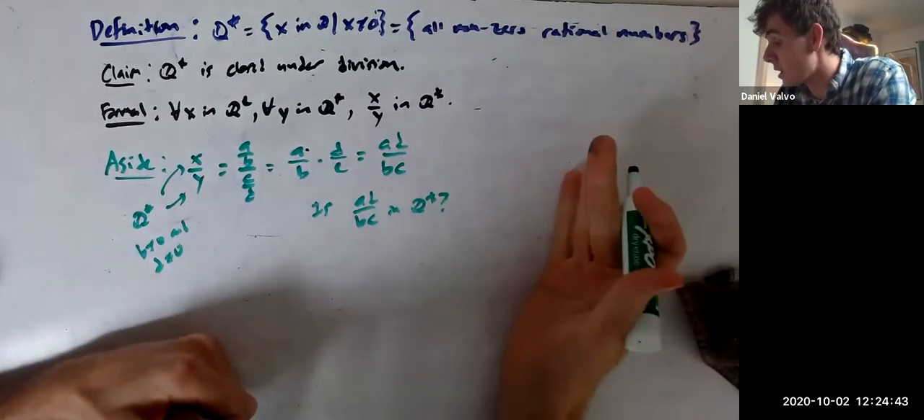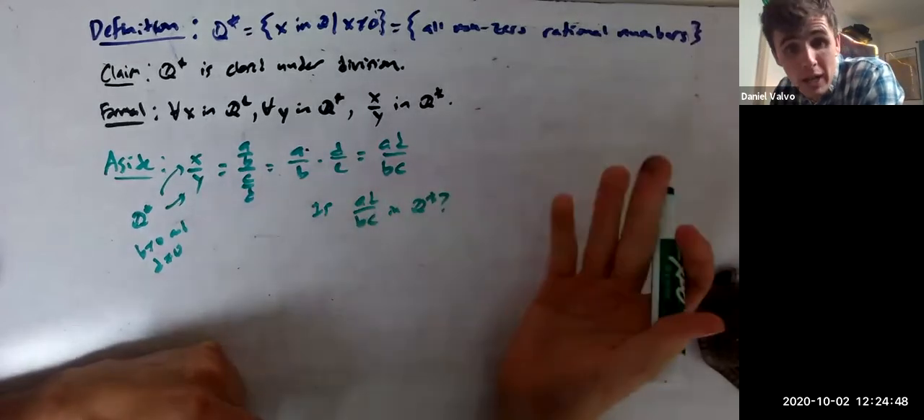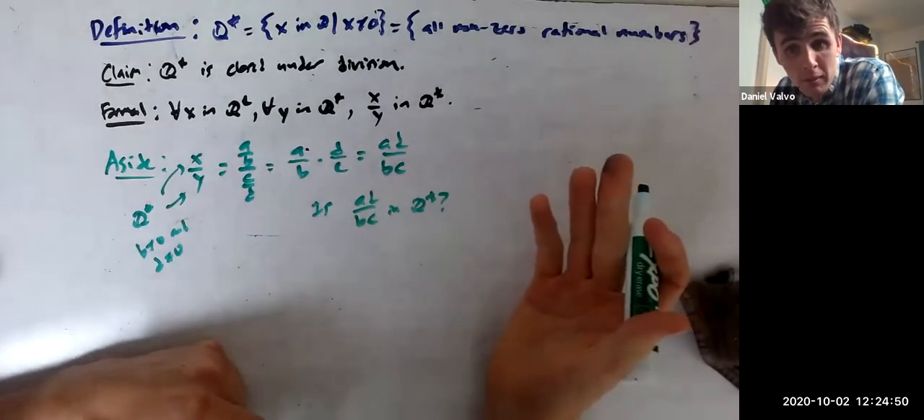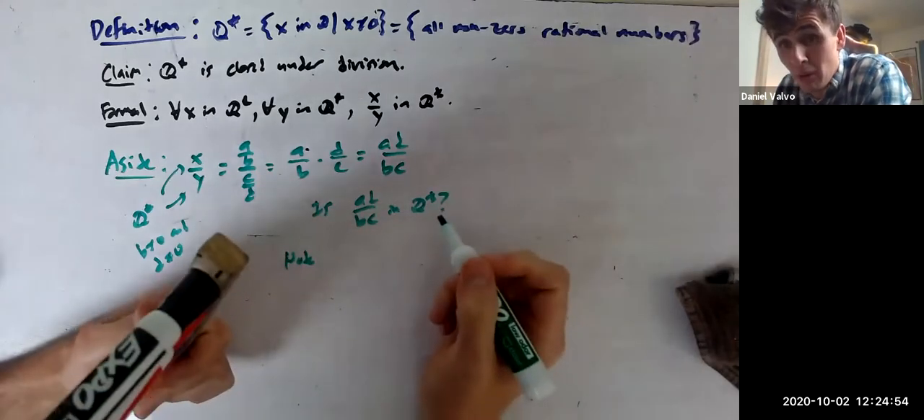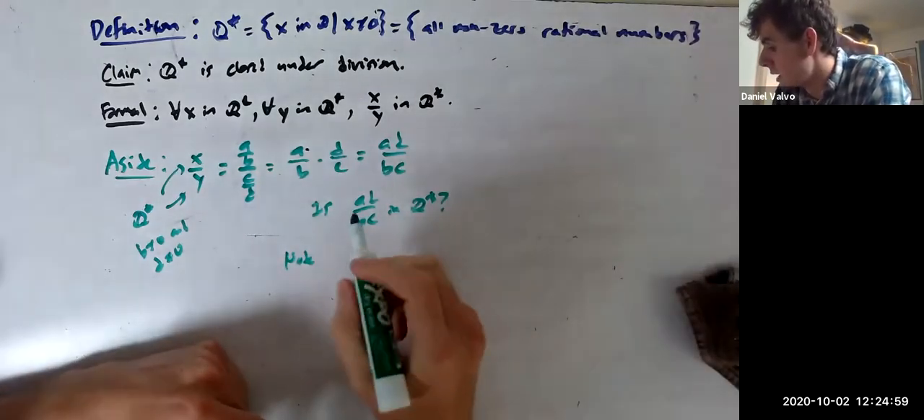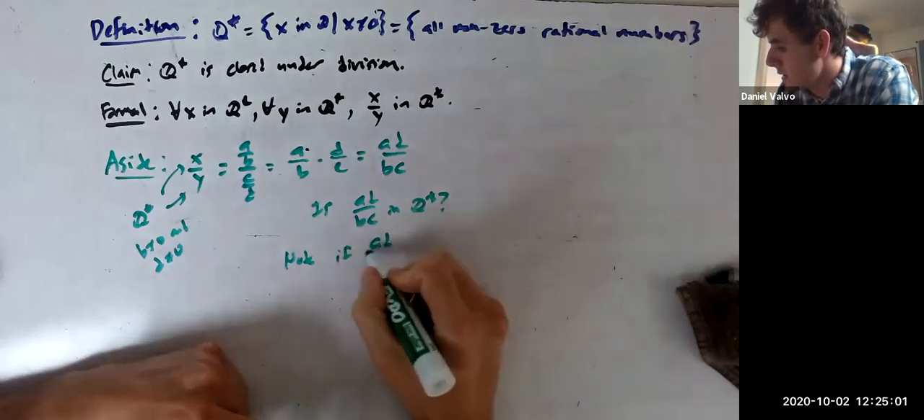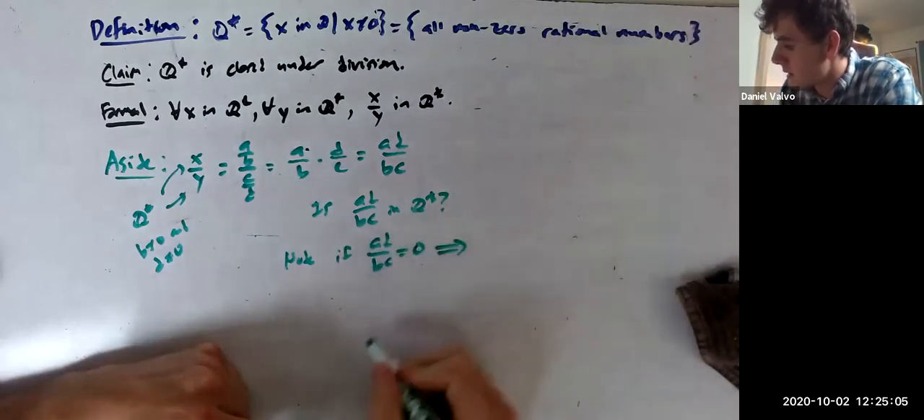Yes, this is AD over BC. The question is, is it in Q star? And what does it mean to be in Q star? That means it's a rational number that's not zero. Well, let's think about this. Can it be zero? First of all, we can do this in any order. I'm just going to start with the zero part. Can this be zero? Note if AD over BC equals 0, that would imply what?